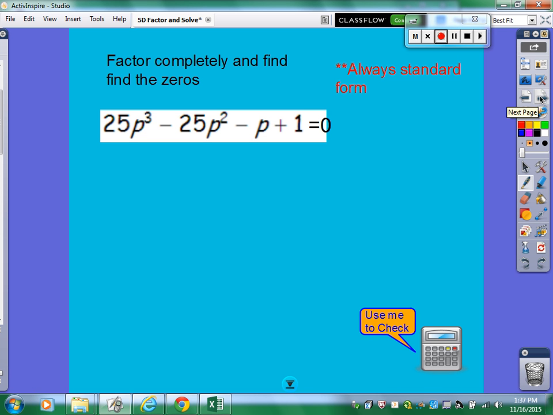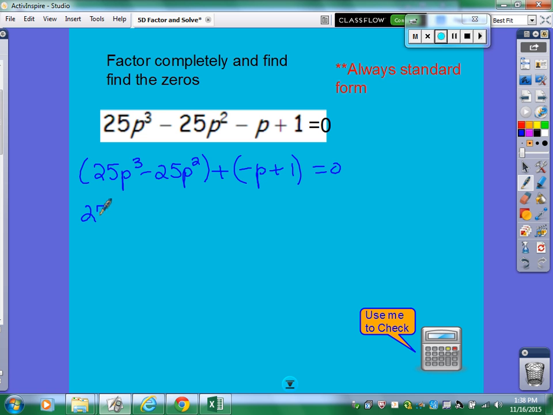All right, here's our first problem. We're going to factor completely and find the zeros. So take a moment, write down that equation. All right, there's four terms here, so that means we're going to factor by grouping. So we're going to group the first two. Make sure that these are in standard form, and also make sure you factor out any GCF. So always look for a GCF first and factor that. Now since we're factoring, we're going to keep the GCF, but then we're going to go ahead and solve this too. All right, let's factor by grouping.